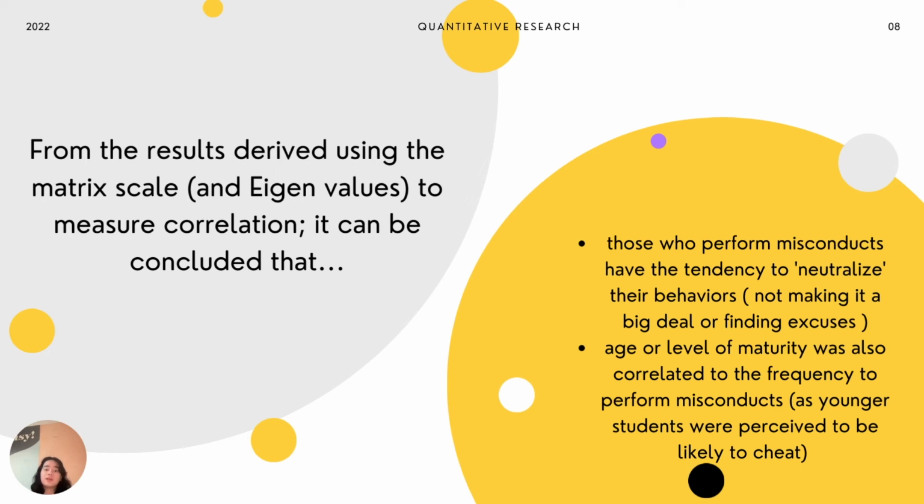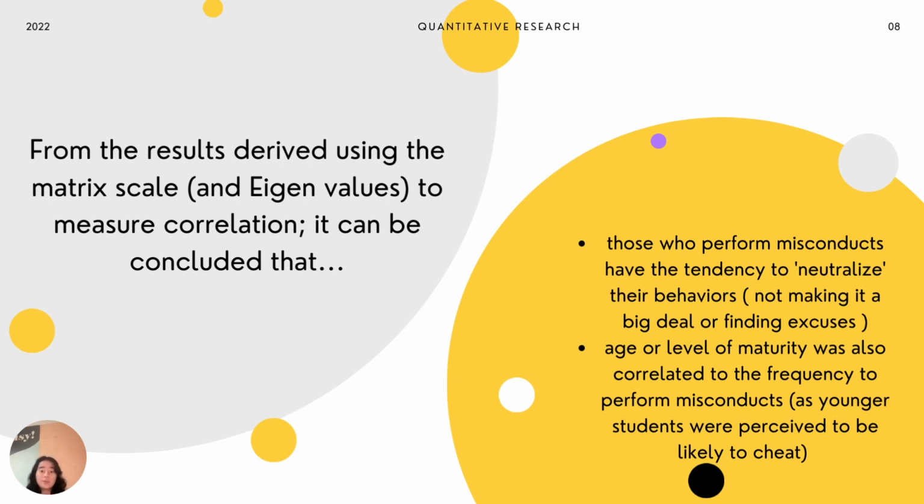So basically people who perform actions like cheating are neutralizing it by normalizing their behavior, by not making it a big deal or finding excuses as to why they are cheating. For example, they can say the test maybe was hard, a lot of people were doing it, so things like that.